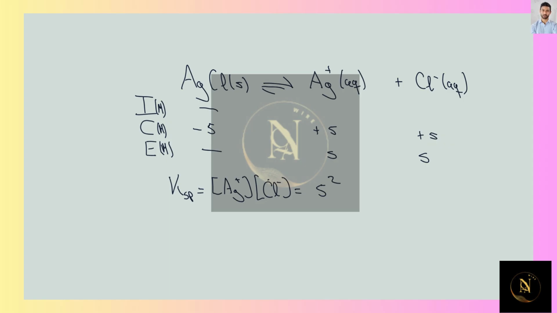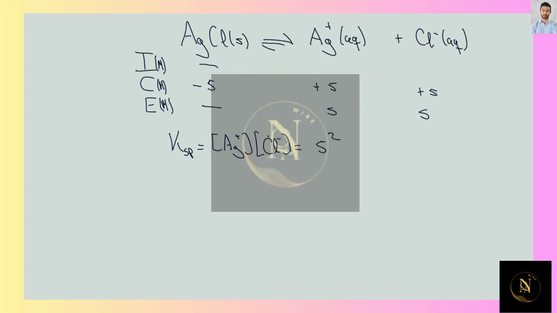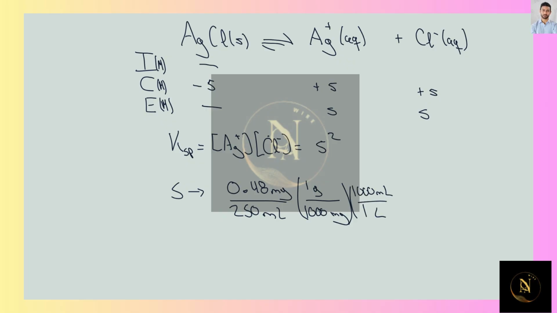Now, what do we know about the solubility? We know that S corresponds to 0.48 milligrams dissolved in 250 milliliters. So we need to convert this, first of all, into grams per liter. So 1000 milligrams corresponds to 1 gram, and 1000 milliliters corresponds to 1 liter, right?